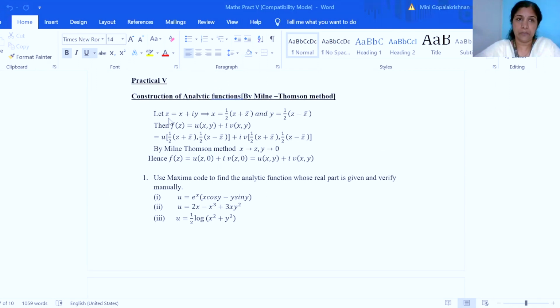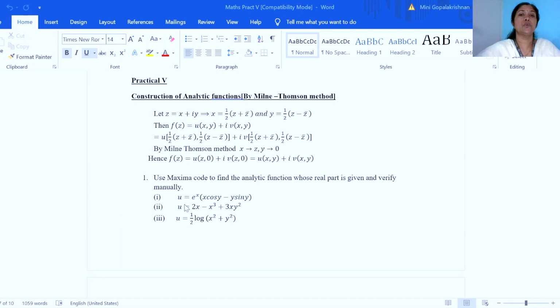Hope we remember the Argand diagram, which connects the complex numbers' Cartesian coordinates to the polar coordinates. So z is equal to x plus iy, where our x and y can be expressed in terms of z and its conjugate. So f(z) is equal to u(x,y) plus i v(x,y), the real and imaginary components. In that, using the Milne-Thomson method, our x becomes z and y becomes 0.